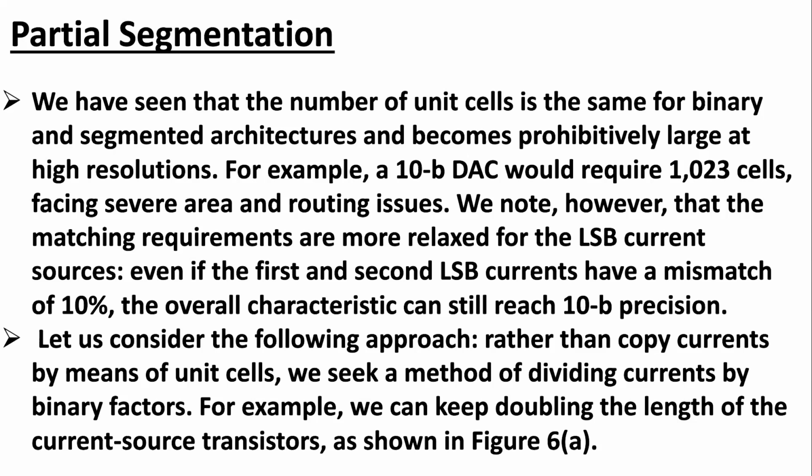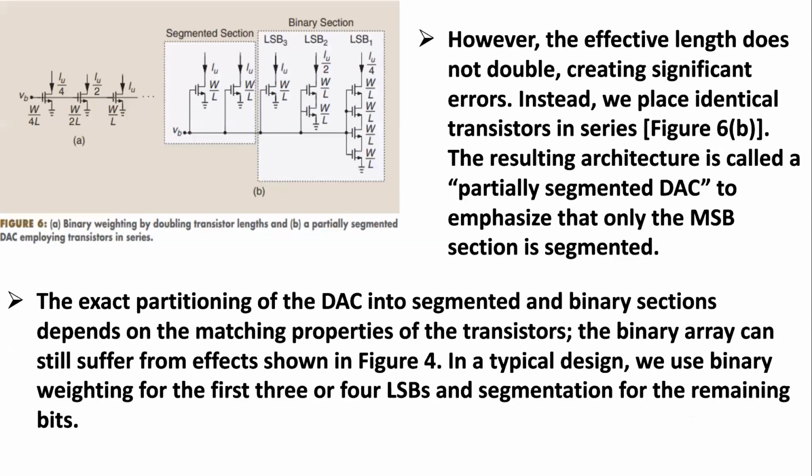Let us consider the following approach. Rather than copy currents by means of unit cells, we seek a method of dividing current by binary factors. For example, we can try doubling the length of the current source transistors, as shown in figure 6. However, the effective length does not double, creating significant errors. Instead, we place identical transistors in series.